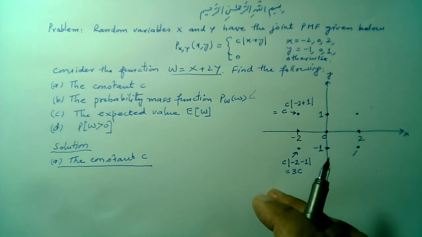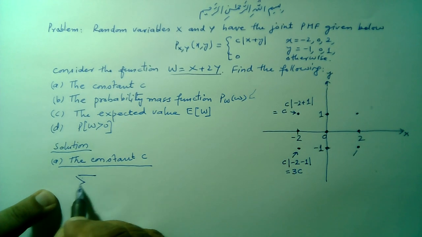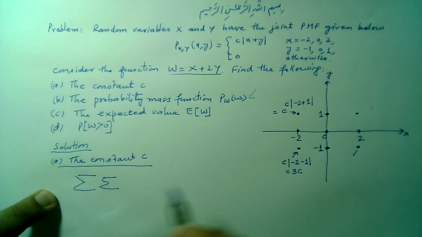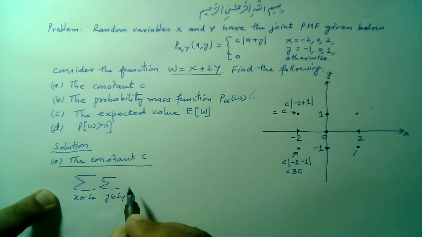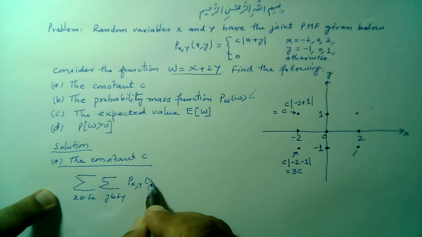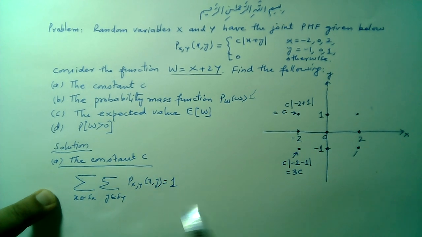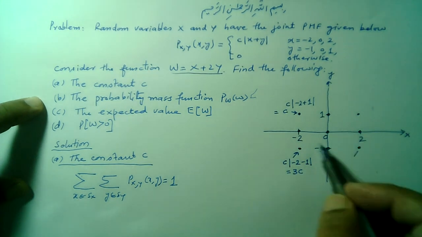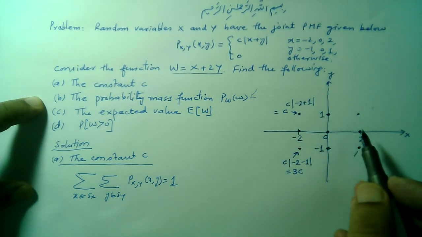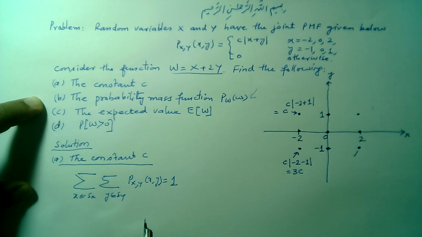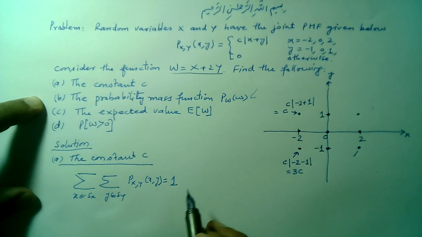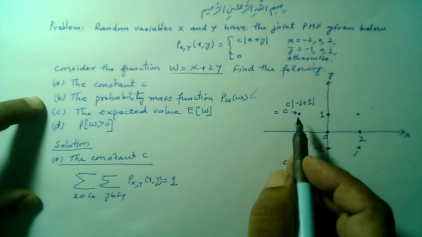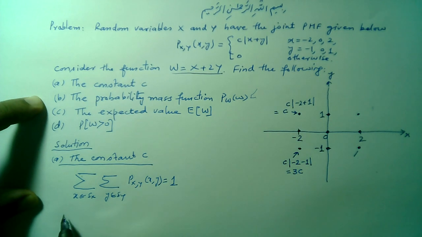So when we sum all the probability values over all the points, x an element of Sx, y an element of Sy, the answer should be 1, right? So that's what we will do. We will sum all the probability values and put that equal to 1. For example, let us begin from this point. We have found this to be equal to C, for example, here, right?